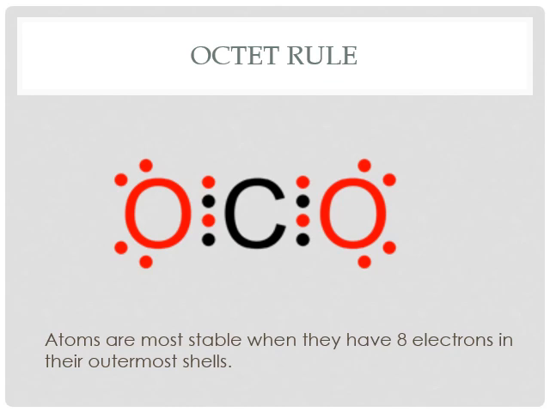And because carbon is now sharing 2 pairs of electrons, 1 pair with the oxygen on the left, 1 pair with the oxygen on the right, it also has 8 electrons. Every atom in this molecule is stable.